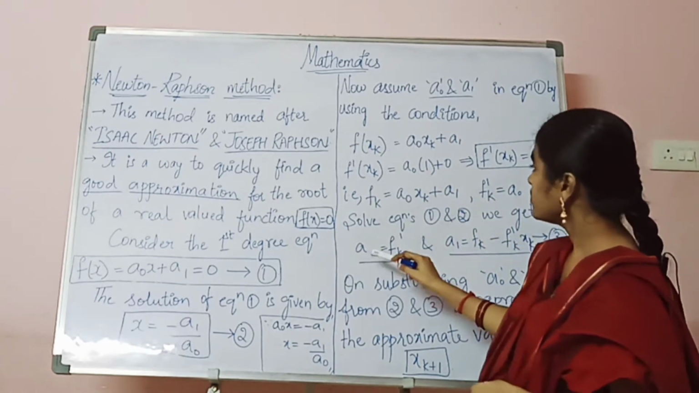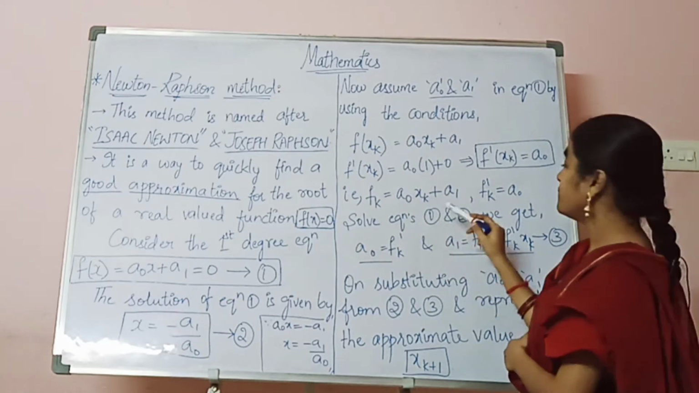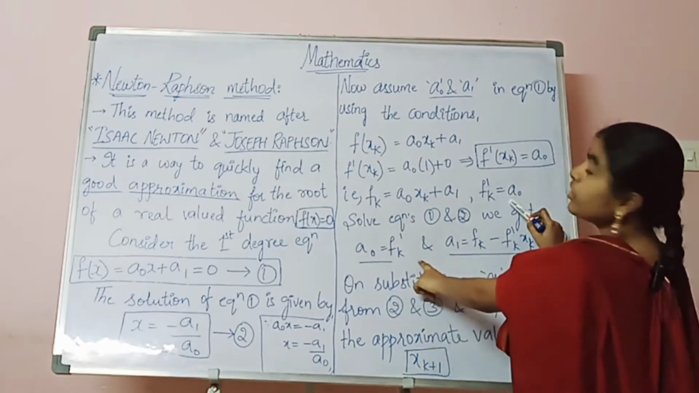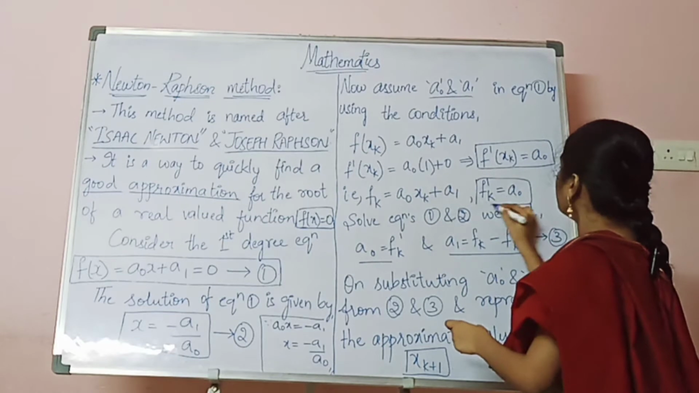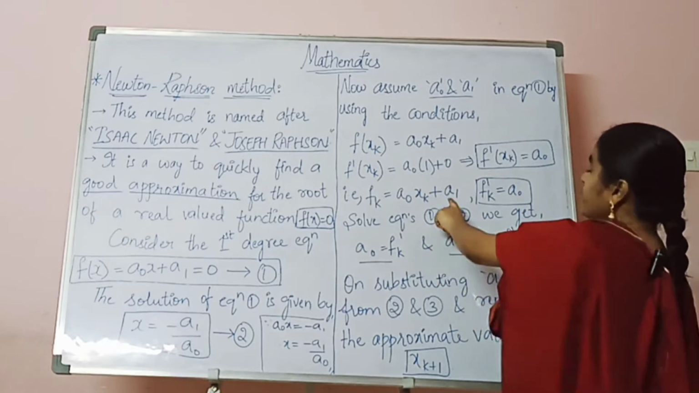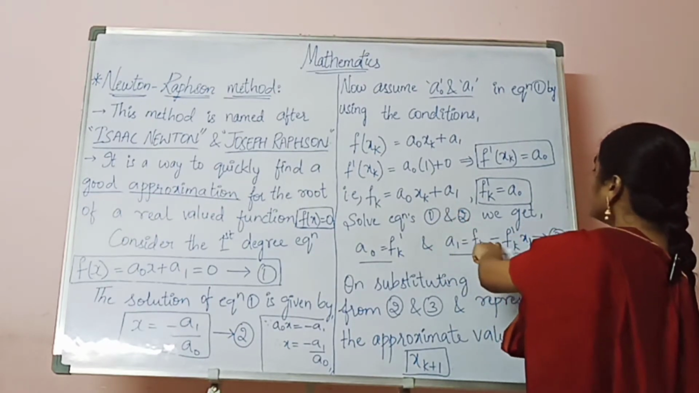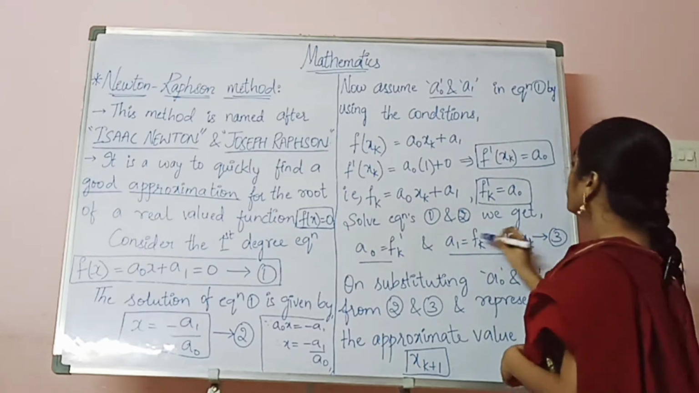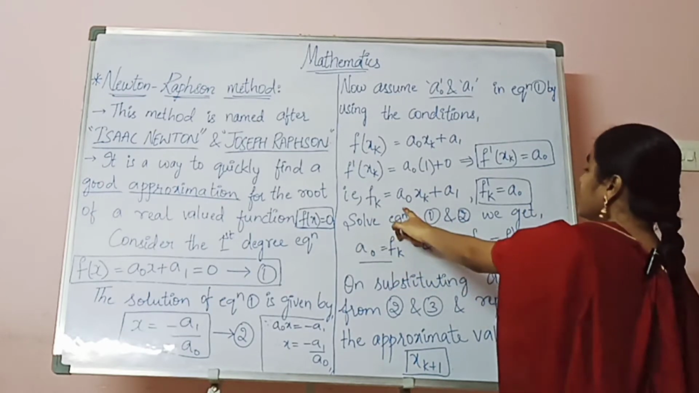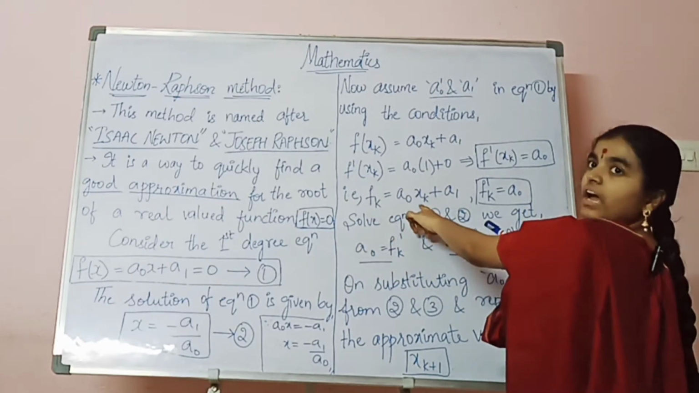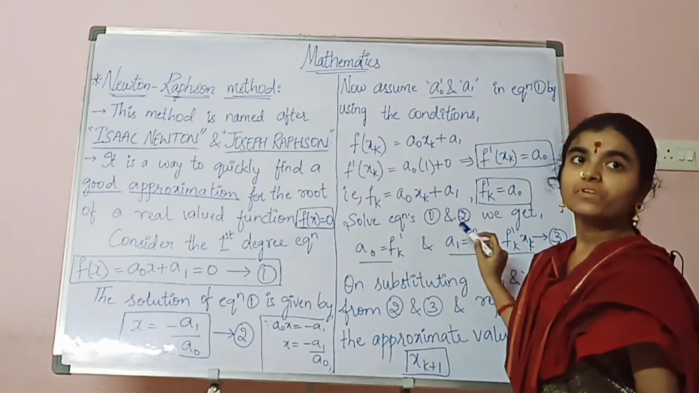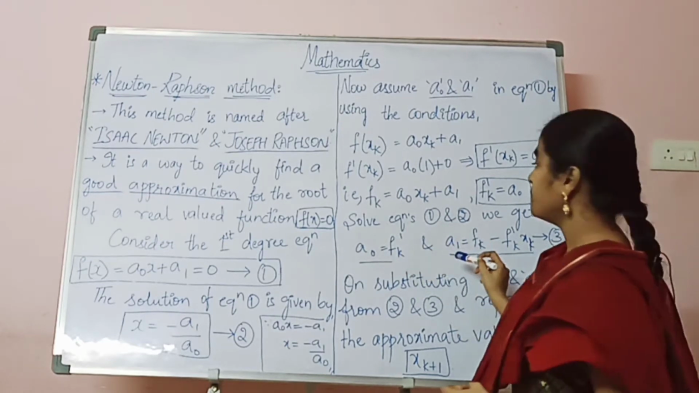Now we have to solve equations 1 and 2. What do we get here? a naught equals fk dash. Now a1 equals fk minus fk dash xk, since a naught is fk dash, so in place of a naught we take fk dash, and xk as usual. So a1 equals fk minus fk dash into xk. This is our equation 3. Okay, is it clear?